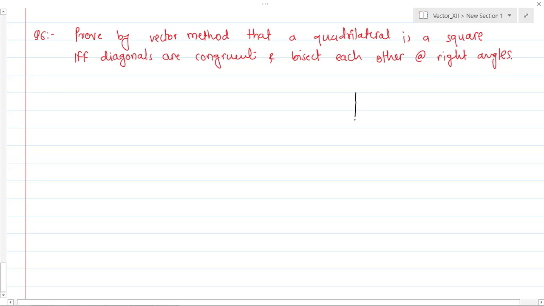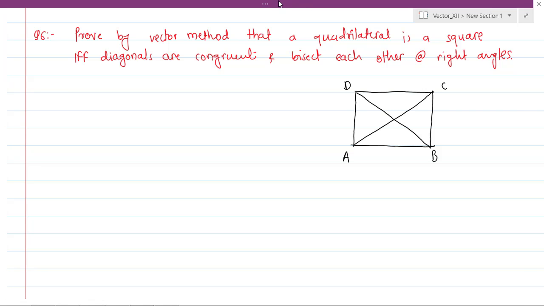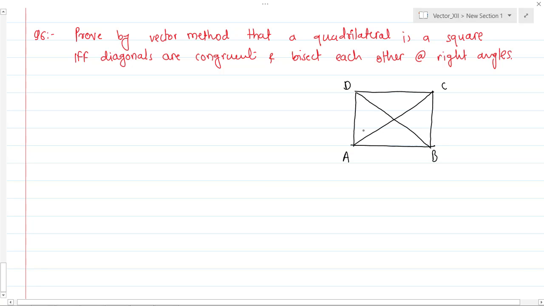तो square निकालो एक. So suppose we have this square, let's name it A B C D. This is a square. So a quadrilateral is a square if and only if its diagonals are congruent and bisect each other at right angles. So first diagonal निकालो. AC is one diagonal and DB is another diagonal, congruent and bisect each other at right angles. Bisect each other at right angle means this is 90 degree and these two are same and these two are same.